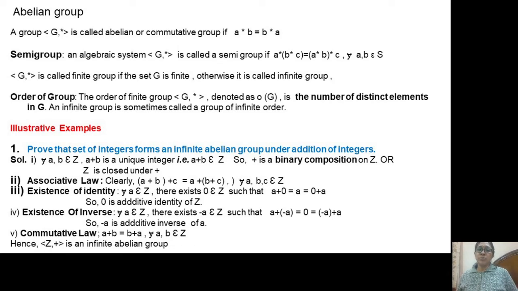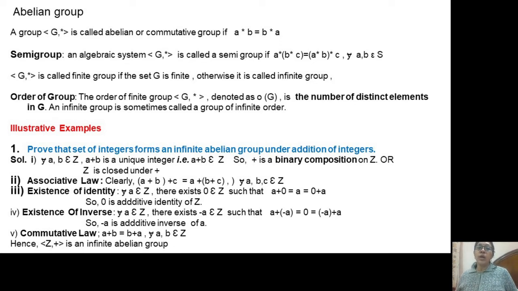Then there is a semigroup. Now what is a semigroup? If in the algebraic system G star, star is a binary operation and it is associative also, then we say it is a semigroup. In this case, there is no need to check the existence of identity or existence of inverse. Just the associative law, if it is holding, it will be a semigroup.